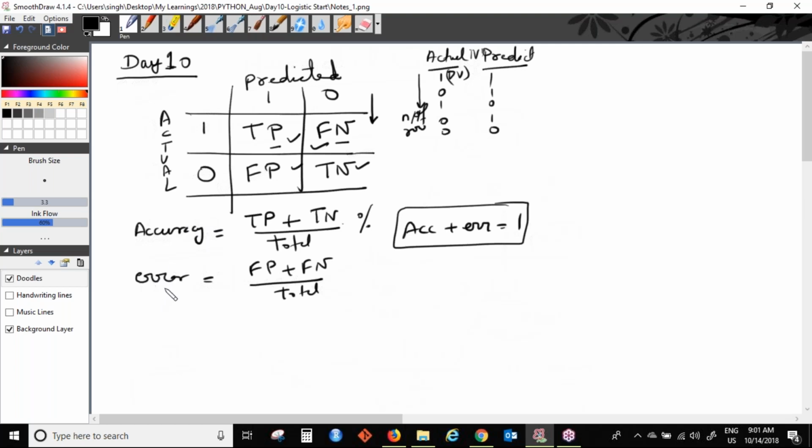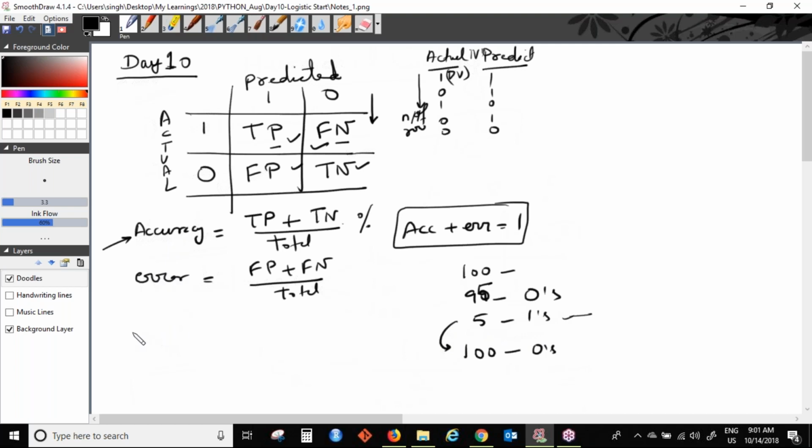Then later we saw why accuracy should not always be used to evaluate a model's performance, because we saw one example. Let's say you have 100 total observations and 95 are zeros and 5 of them are ones. In this case, even if you predict that all 100 are zeros, you will still have an accuracy of 95%, but this model will be useless because it is not able to identify any ones. So that is why, depending on the scenario, we either use the accuracy or we don't.